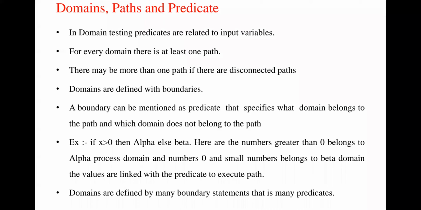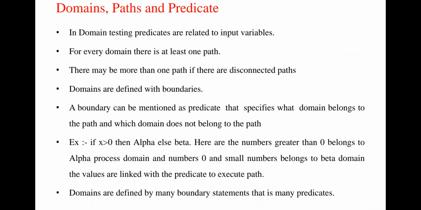For that variable, you are performing the domain testing according to the path, according to the statement that you have taken. Next, there may be more than one path if they are disconnected paths. If the paths are not connected, then we can have multiple paths. Those paths are called disconnected paths.